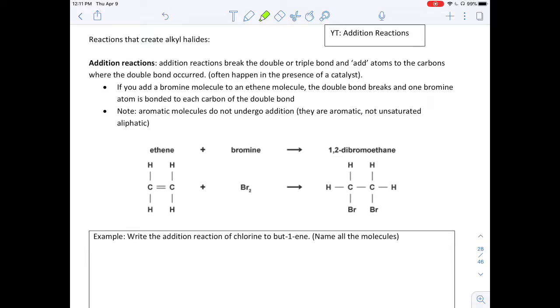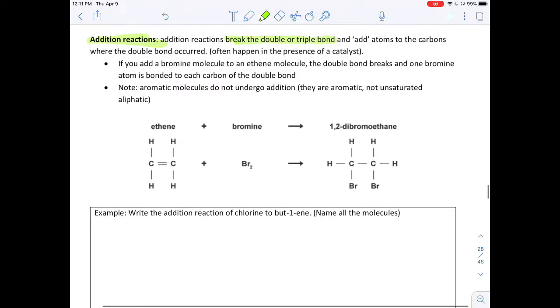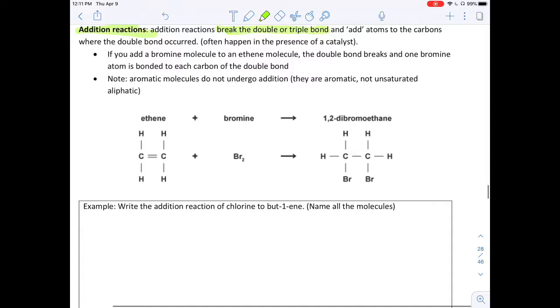in chapter 10. So addition reactions are that first one that we're going to see, and essentially addition reactions occur for alkenes and alkynes, because what it does is it breaks the double or triple bond. So if it is an alkene or an alkyne, not aromatics, it can undergo an addition reaction. Our first one that we're going to look at is the addition of bromine to an ethene. So we've got the ethene, and we're going to add bromine to it.